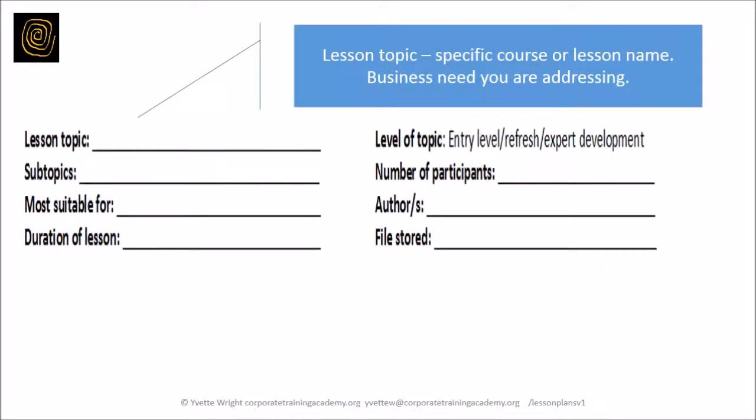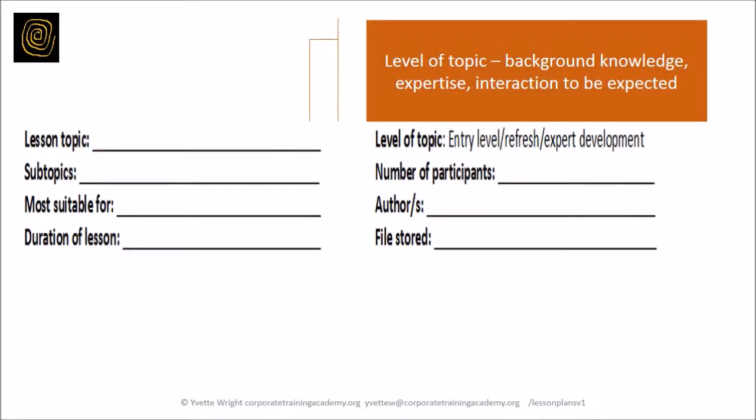I like this particular version because it's designed in chronological order and that kind of works for my brain. Lesson topic. Sometimes you'll have a specific course code or lesson name. Other times you'll need to write the business need you're actually addressing. The level of the topic, you would normally circle the one that's most relevant. It's important because it will tell other trainers the level of knowledge, expertise and interaction they might be able to expect, or in fact has been assumed when the course was developed.